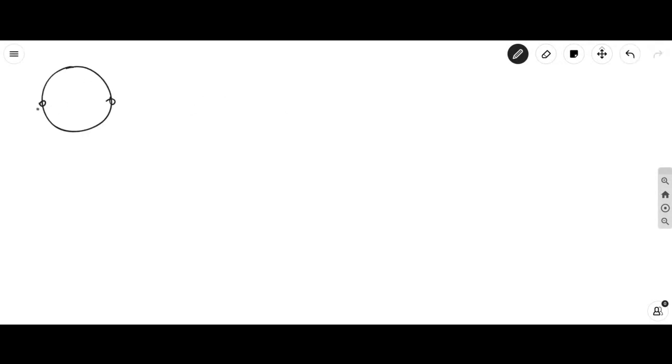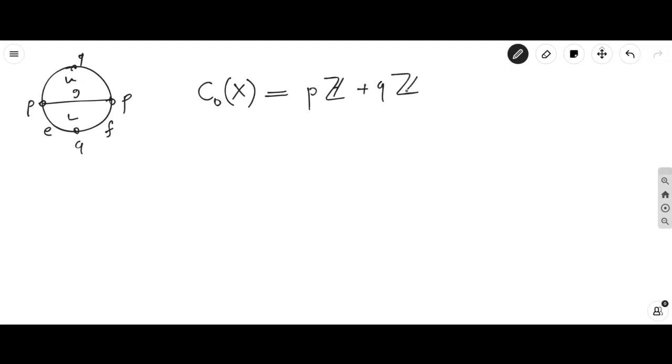So going back to our projective plane, we call this P, this is Q, we call this one E, we call this F, we call that G, this is upper, this is lower. So we have the zero chains. That's the free abelian group, so the generators for this group will be P and Q, right? So that's the group that's generated by all formal integer combinations of these two zero simplices. And as a group that's isomorphic to Z2.